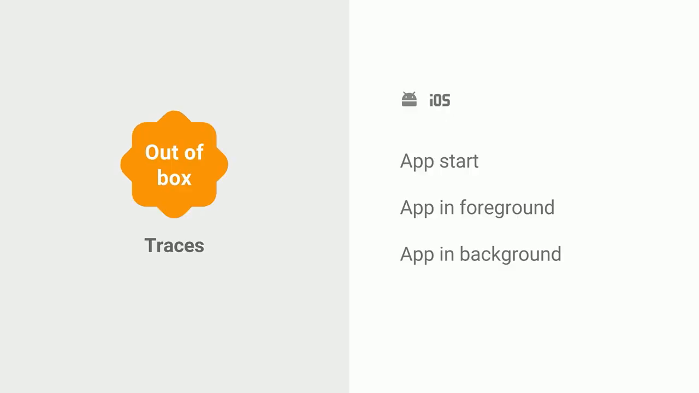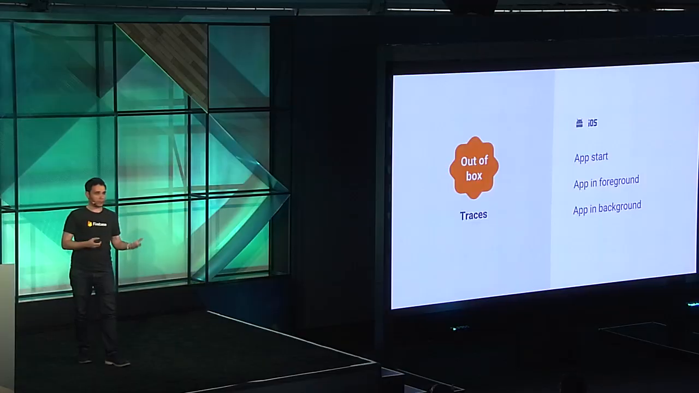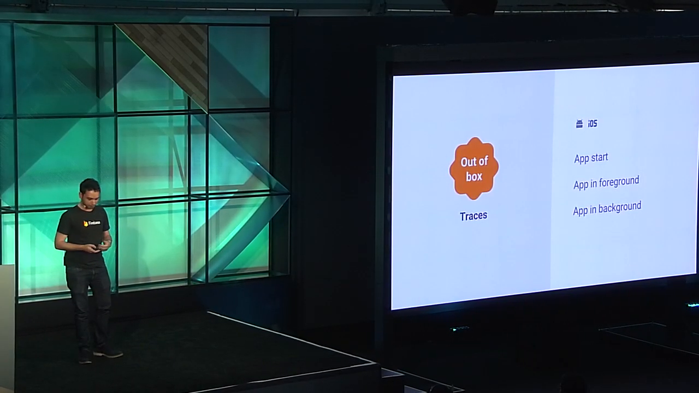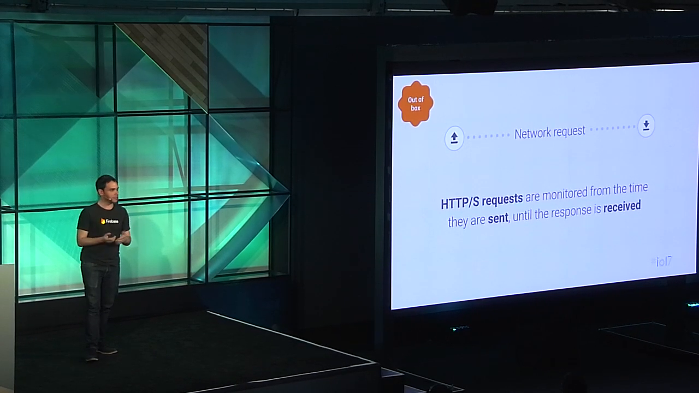So this gives you an idea on how to instrument your own traces and counters. But even if you don't do this and just install the SDK, you still get a few out-of-the-box traces. The most important one being app start. This is the time between the app code starts loading until the app is responsive to the user. And we also have a trace that monitors the foreground session, so anytime the app is available to the user. And we do the same for the background as well. And that's traces. Nice and simple.